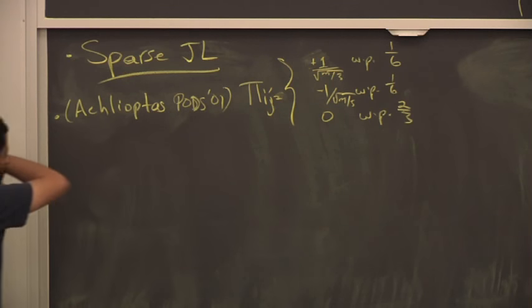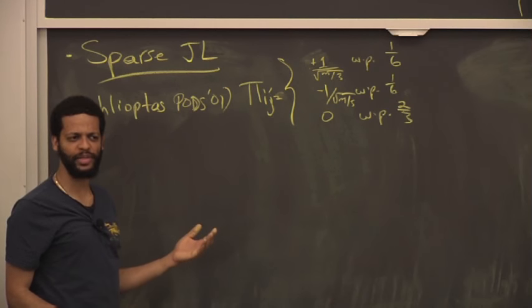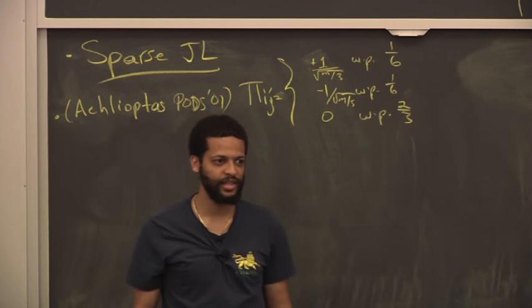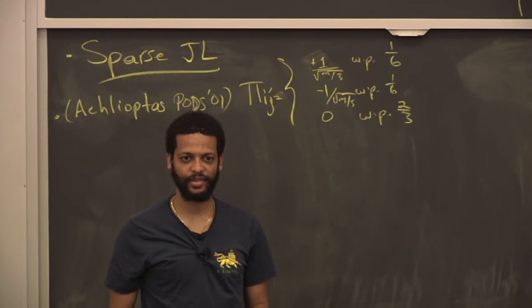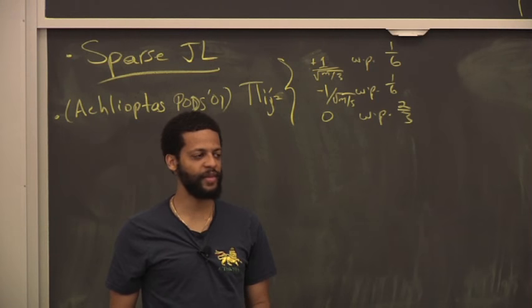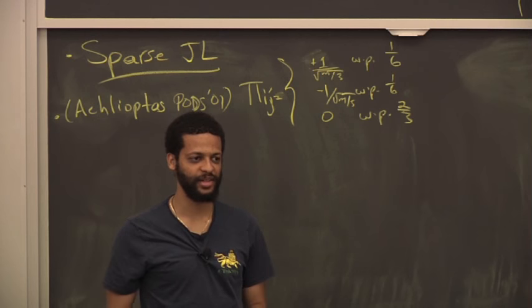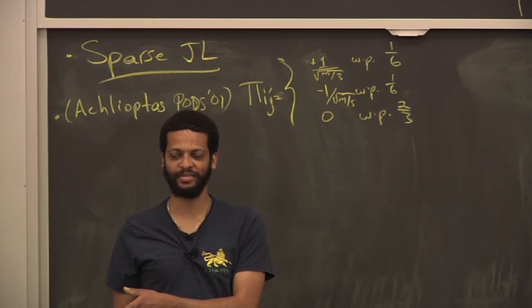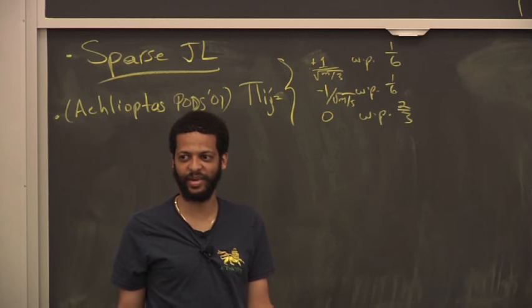And Matousek gave some evidence that you can't really hope to do much better than this. So there's a paper by Matousek in '08 which said that if pi has independent entries, then you can't really sparsify by more than a constant factor. Okay. So I think at first people looked at that and said, oh, okay, so Achlioptas solved it. There's nothing to do here. But then you have to realize there's a condition. If pi has independent entries, then you can't do better.